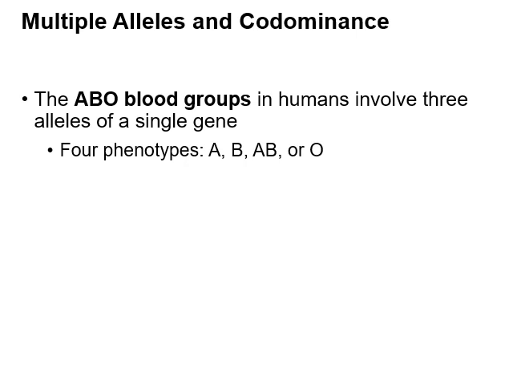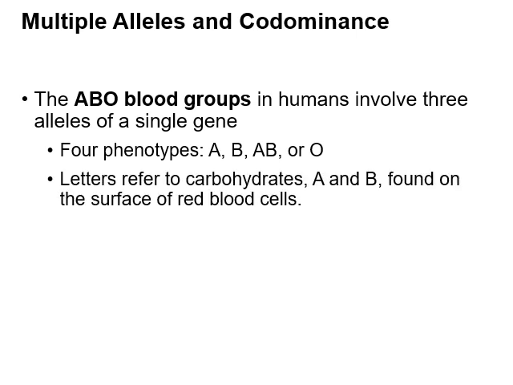So among humans, there are four different phenotypes, right? You can have either type A blood, type B blood, AB blood, or O blood. Those four phenotypes result from the combinations of three different alleles. And what these letters actually refer to are carbohydrates. You'll remember way back from chapter 3 that carbohydrates are sugars. There are certain sugars found on the surface of our cells, including our red blood cells. And there are two different carbohydrates: the A carbohydrate and the B carbohydrate.